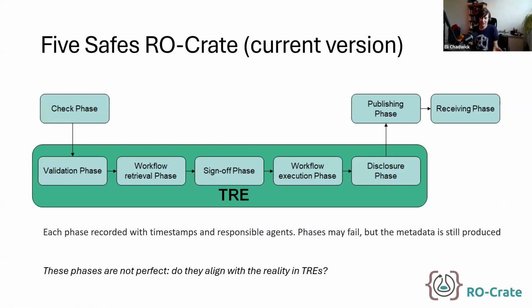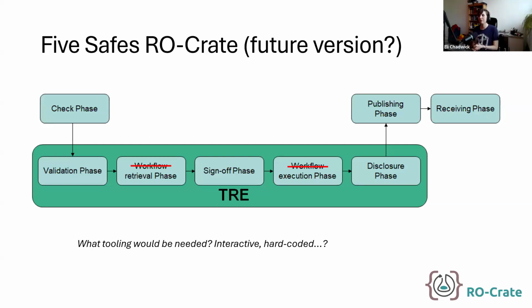Now, these phases might not be perfect. One of the big questions that we need to solve early on in the TREvolution project is, do these phases align with the reality in trusted research environments? As part of this project, we're probably going to be updating the 5 Safes RO-Crate profile, and in a future version we might need to be a bit more loose about whether we're always describing a computational workflow, or whether we might be describing other processes as well that aren't workflows. So we might need to loosen those requirements a little bit. We're also going to think about what tooling is going to be needed to capture these phases and put them all into RO-Crate metadata. And that's where all the product teams come in. It might be that we need interactive tooling. It might be that we need hard-coded tooling or automated things. This is all open for discussion.